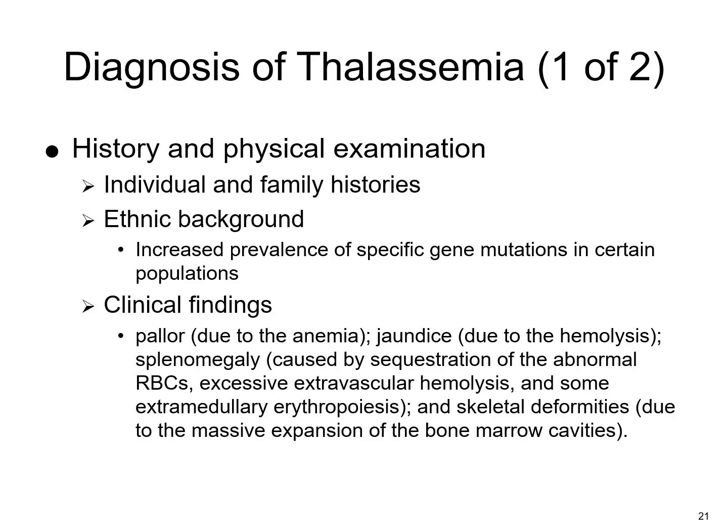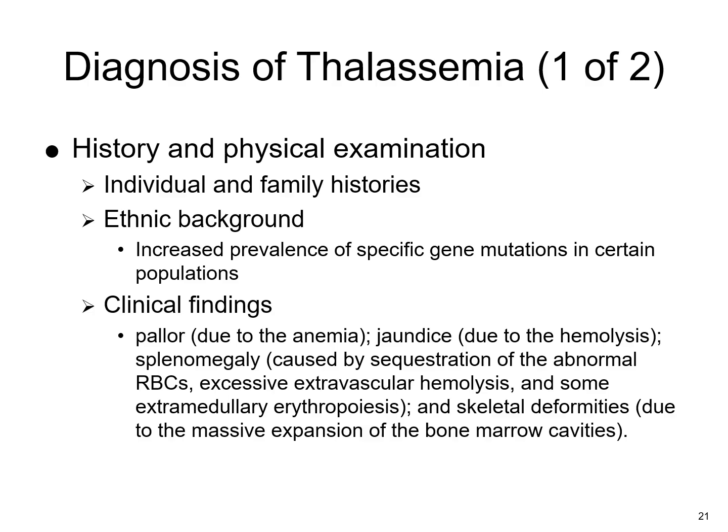So a thorough individual and family history is going to be essential in evaluating patients that are suspected of having thalassemia. We'll need to make sure there is particular attention that is paid to the ethnic background of a patient, as certain populations have a higher prevalence of specific gene mutations that are associated with thalassemia. This knowledge will help guide diagnosis and genetic counseling.